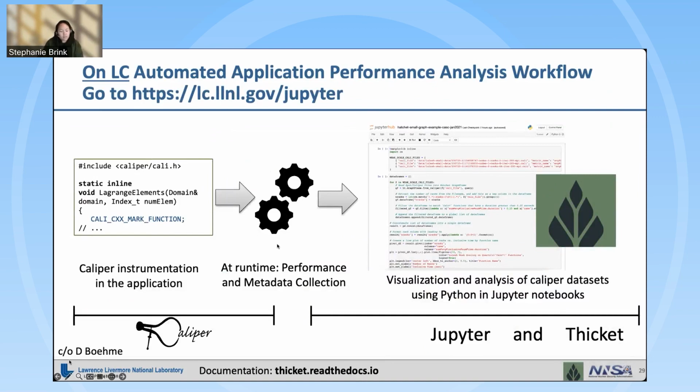For our LC users, we have this workflow that David showed earlier, the automated application performance analysis workflow. If you are an LC user, you can access Jupyter notebooks using this link, and you would have the Caliper instrumentation instrumenting your application and collecting profiles. Once you have all of your profiles, we can load them into Jupyter, and we have some Thicket templates for you to sub out your data and have some initial Thicket analysis workflows.